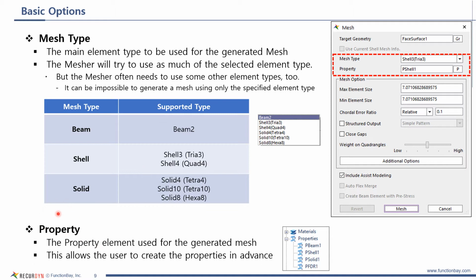Property is used to set the property element that the mesh will use. A property element includes additional information about the mesh elements, like the thickness of shell elements. Beam, shell, and solid use different types of properties, and you can create and use a property element in advance.